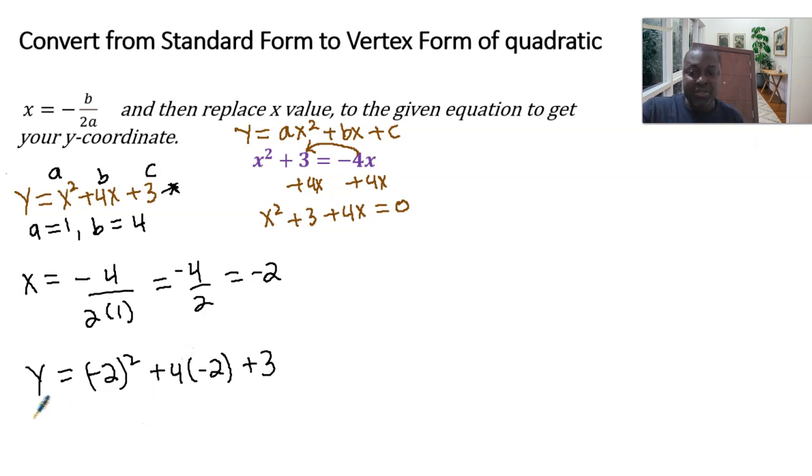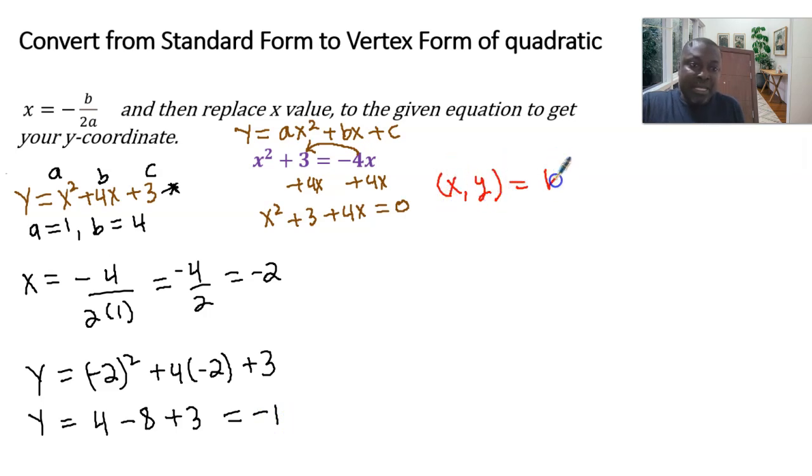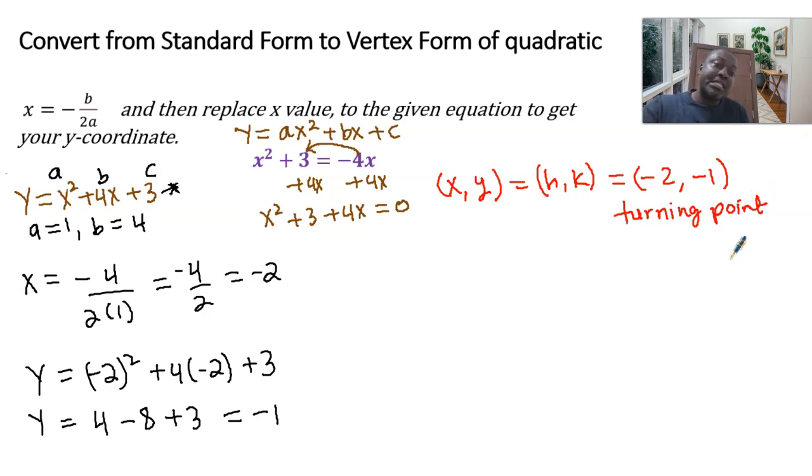You have to be able to do it, and then you continue to see if you got it right or not. -2 squared is 4. 4 times -2 is going to be -8, and then plus 3. So here when you do the math, you get -1. So now our x and y coordinate, which is the same as our h and k, is equal to (-2, -1). Remember, this is the turning point. And the turning point is the same as the vertex.